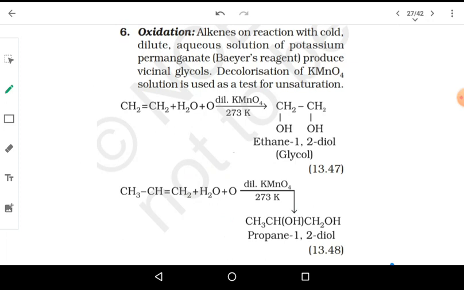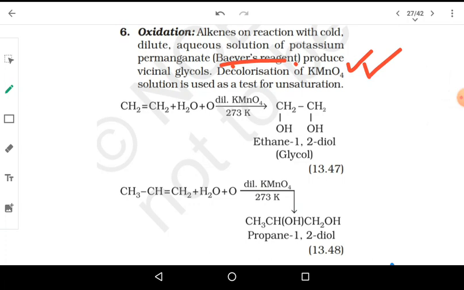Now moving on to the next reaction, that is oxidation. So now let us discuss oxidation. In oxidation we have to remember a reagent which is KMnO4. Now KMnO4 can be dilute or concentrated. First we are going to take dilute KMnO4, which is basically a cold dilute aqueous solution of potassium permanganate, known as Baeyer's reagent, and this Baeyer's reagent is used for the test of unsaturation.